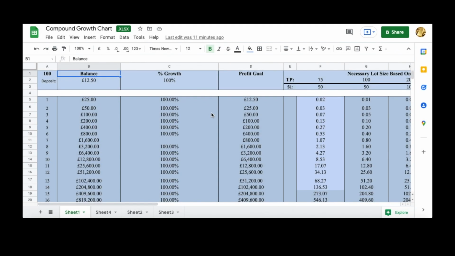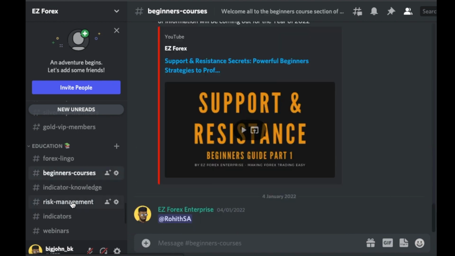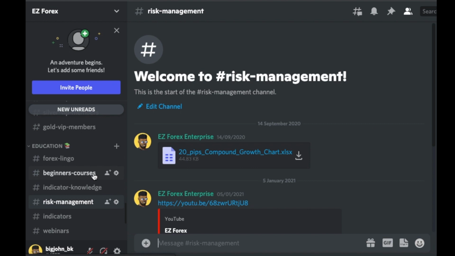Okay, so you can see I'm on the compound growth chart at the moment. If you'd like to be able to get this chart, all you have to do is go over to my Discord. Make sure you go into the risk management section, which is under education, and then it's just right here at the top. You can just download it yourself at any given time, and you can change the currency from pounds to dollars or anything like that you need to do. There's also a lot of helpful information in my Discord in the beginners courses and stuff like that as well. Of course, you can always ask me questions as well in my general group.